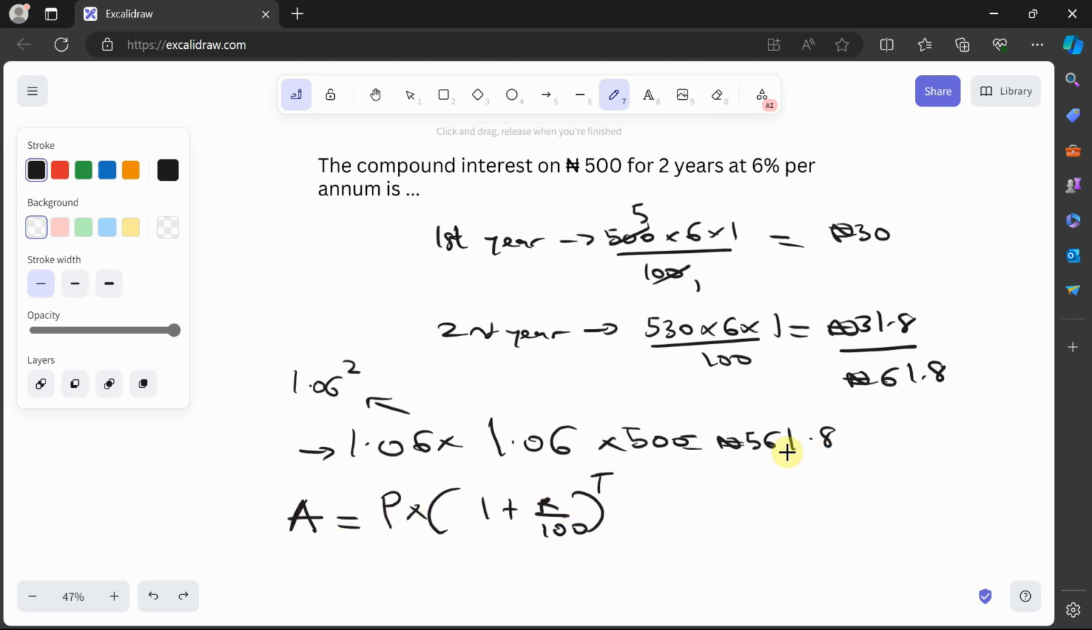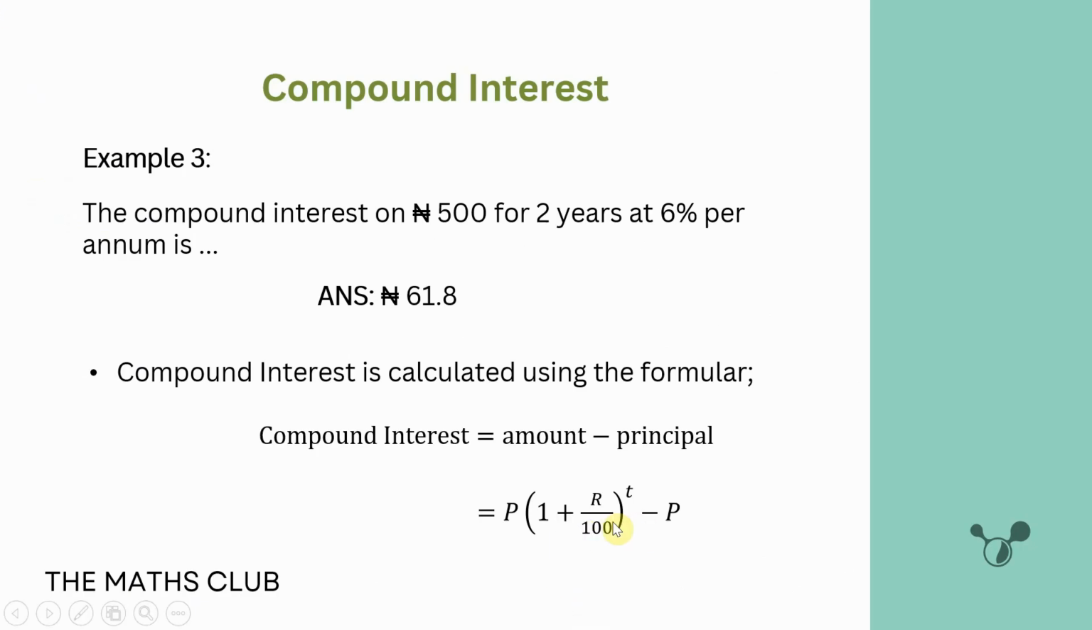You can see that this will give us 561.8. But we wanted to find the compound interest. We'll now say that amount minus what? Minus the principal. So this is P times 1 plus R over 100 raised to the power of t, minus P. And this is the formula that they give us in this place.